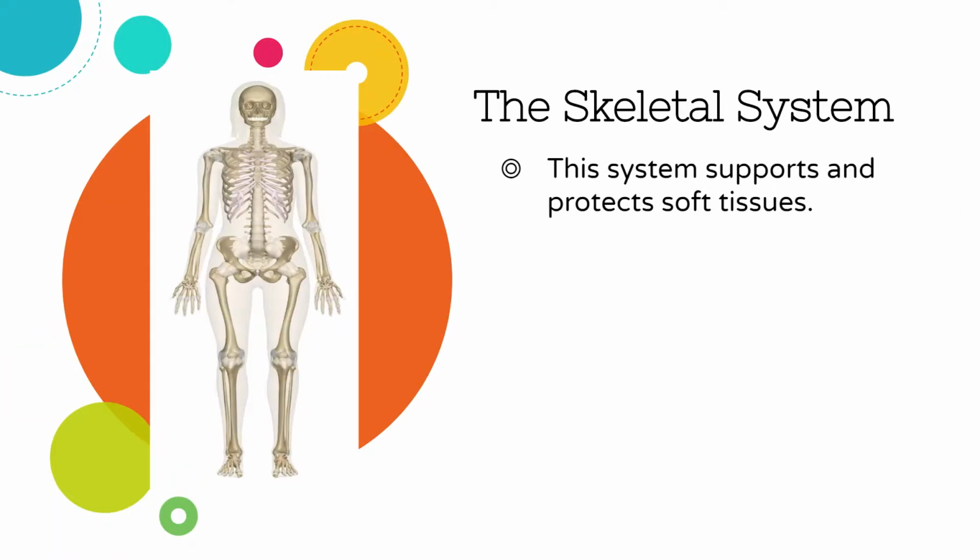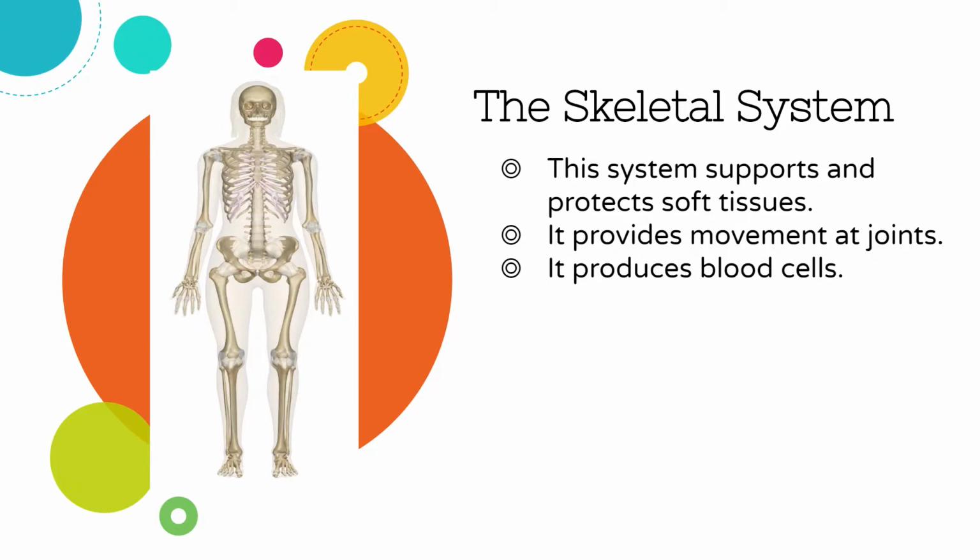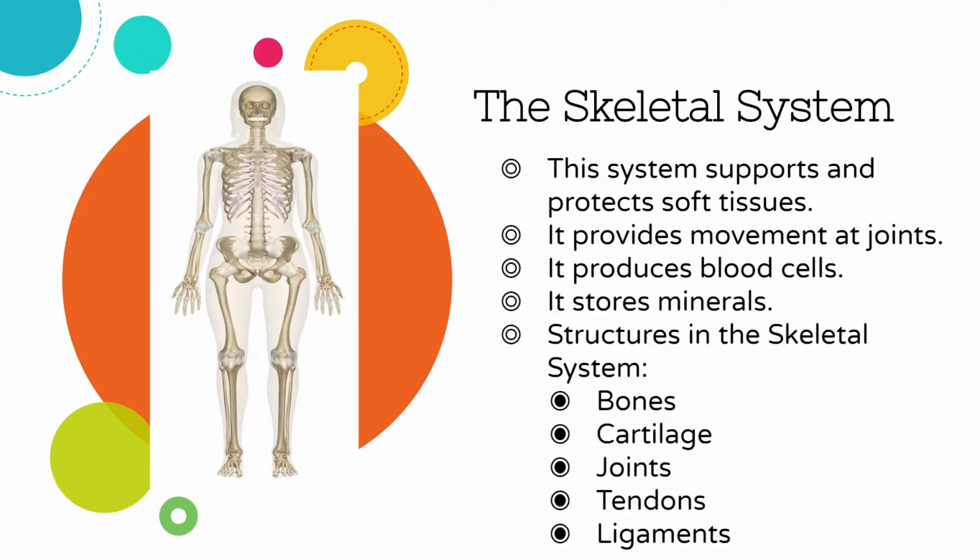The skeletal system provides support and it protects soft tissues. It provides movement at joints. It produces blood cells and it stores minerals. Structures in the skeletal system include bones, cartilage, joints, tendons, and ligaments.